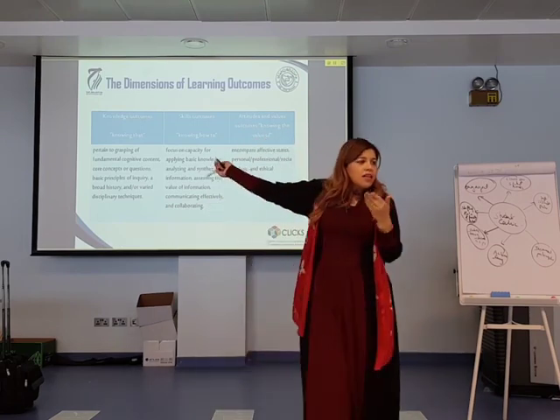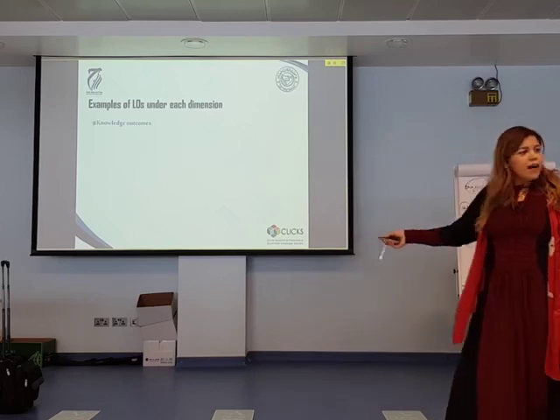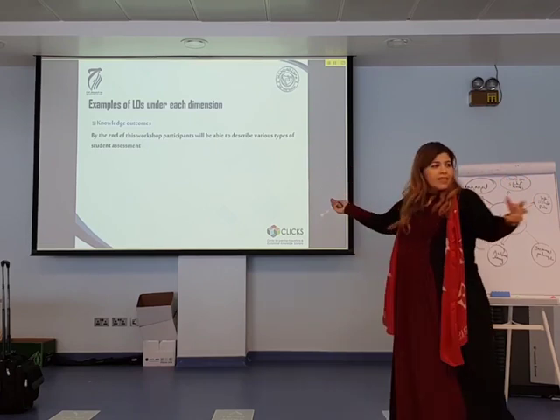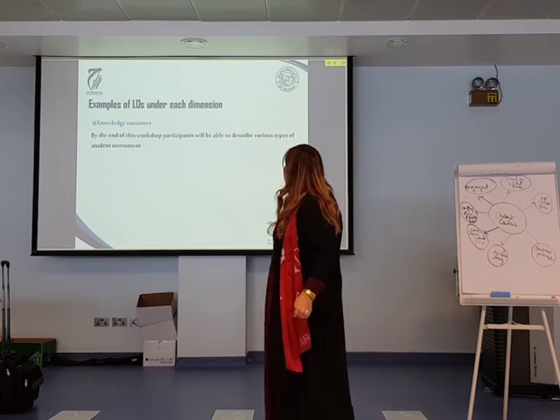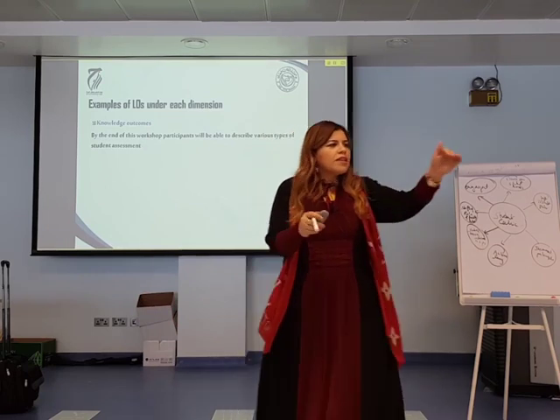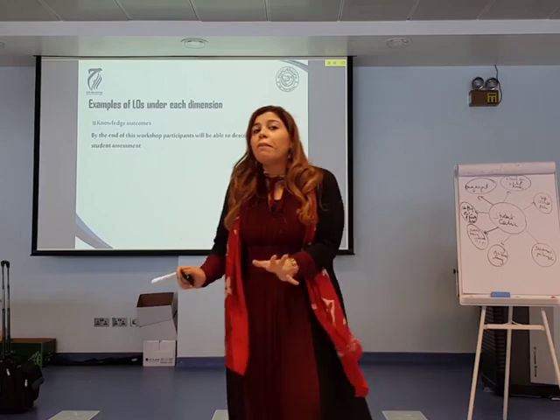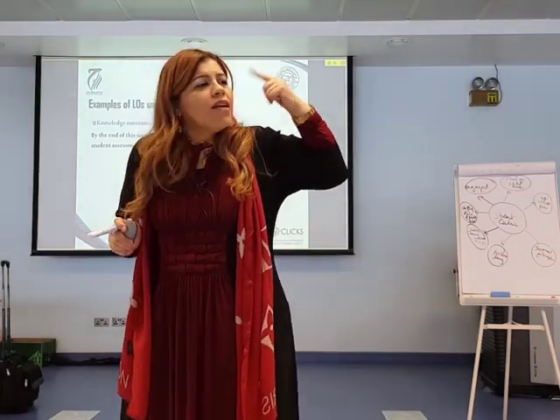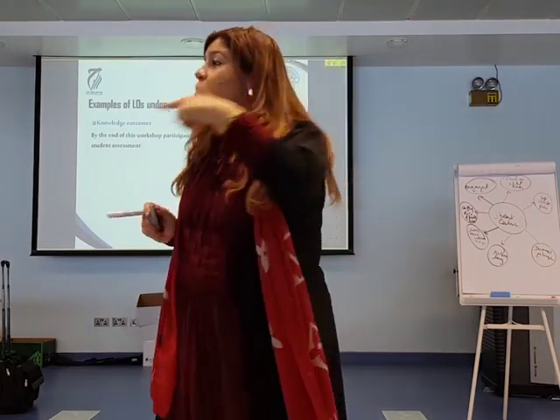Now, as I told you, there are three types of outcomes. I'm sure that you already know that. If you wanted to see examples of learning outcomes, a knowledge outcome, as an example from this workshop, would be that by the end of the workshop, participants will be able to describe various types of student assessment. Which means that you are only able to describe what summative, formative, and diagnostic assessment are. You're not able to apply it, and I can achieve that by only lecturing, because it only relies on your memorization. How much did you remember?